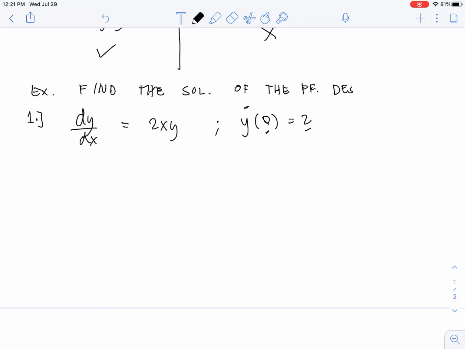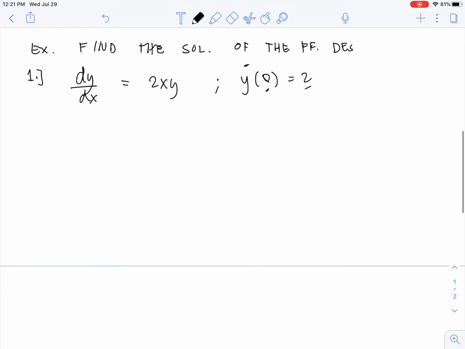Okay, so therefore, since we are given a condition, we are going to find the particular solution, not the general solution, but the particular solution. So first thing to do, make it in the form like in equation number 2. So multiply both sides by dx. So now it becomes dy is equal to 2xy dx.